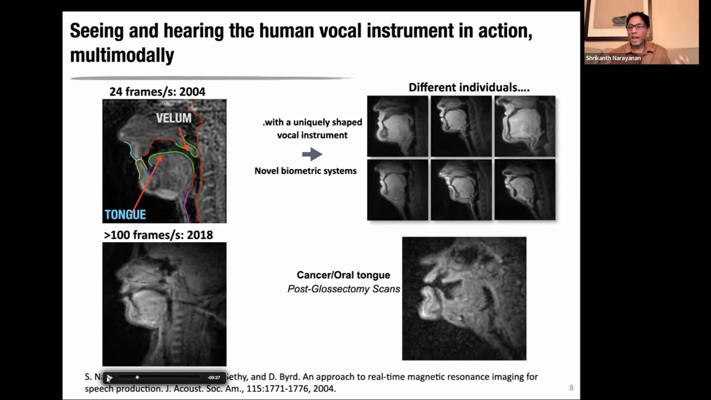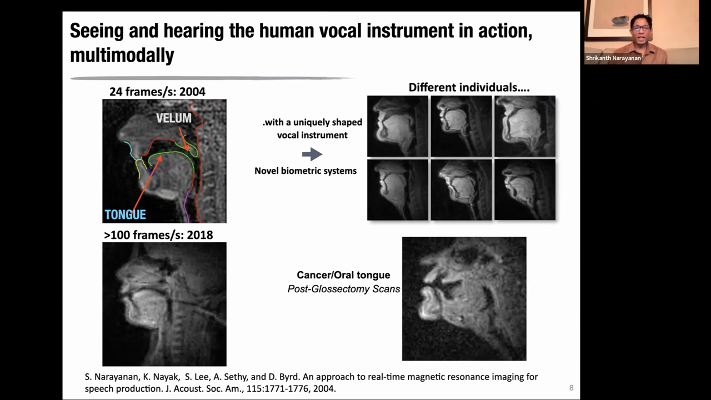So we are able to have access to very rich multimodal data here, your audio, video, with which we can now bring all the processing, machine learning and modeling ideas to think about, for example, questions about biometrics. Each of us is given a different vocal instrument with which we produce speech and spoken language. How does it impact? What are the things common across languages? What happens when some of these systems are challenged by, say, disease, like cancer and so on?